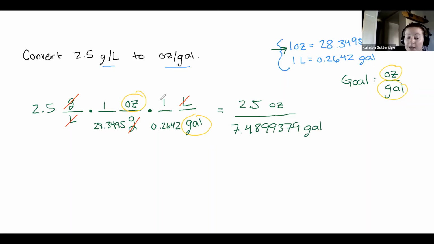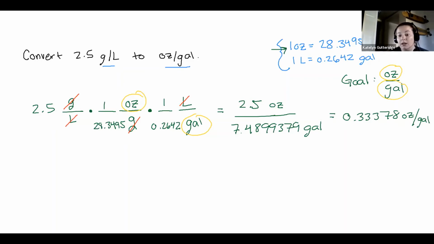And then if you're doing this on paper, like I said, multiply the numerators together, multiply the denominators together, and then divide. So I'll take 2.5 divided by that answer we just got. And this gives me 0.33378. And then my units, ounces over gallons. So ounces per gallon. This gets us to this step where we have done the work, we have come out to our final answer.